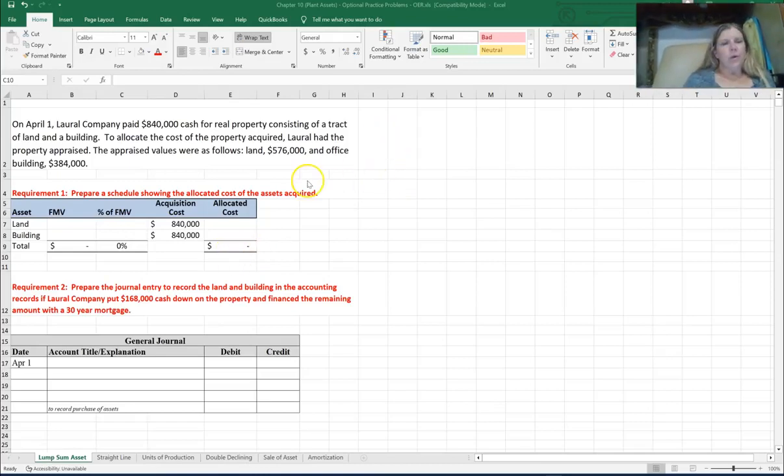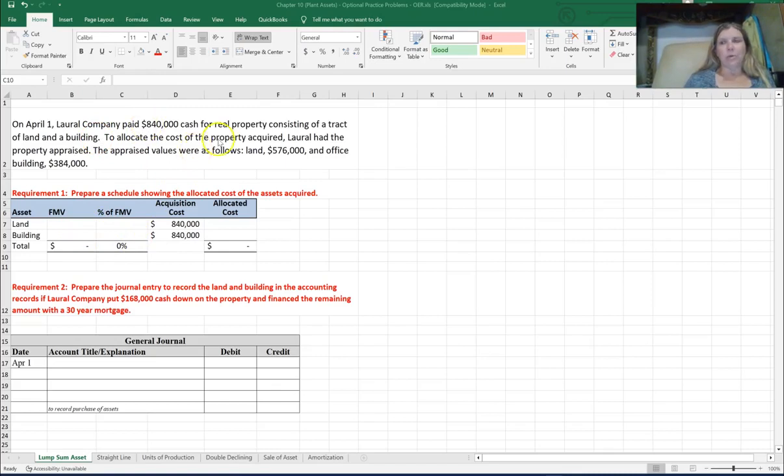Alright, in this video we are going to allocate the costs of a piece of property that we purchased between the land and the building. So we purchased the property for $840,000. I've already got that here in the spreadsheet. For real property consisting of a tract of land and a building, how much of that $840,000 gets allocated to the land and how much gets allocated to the building?